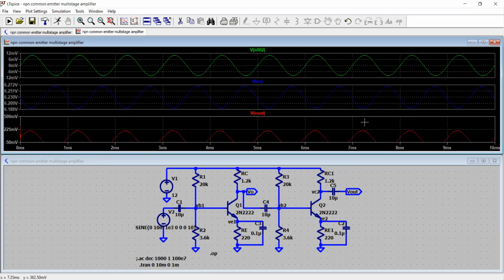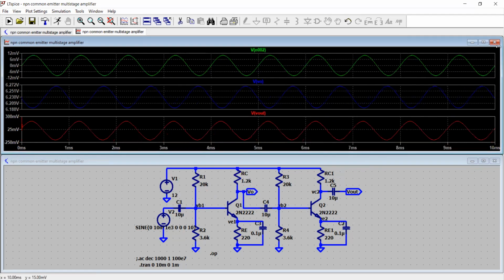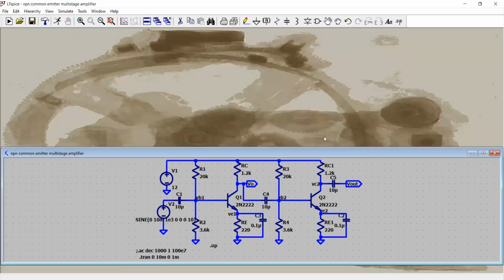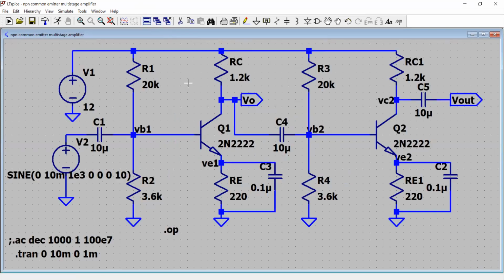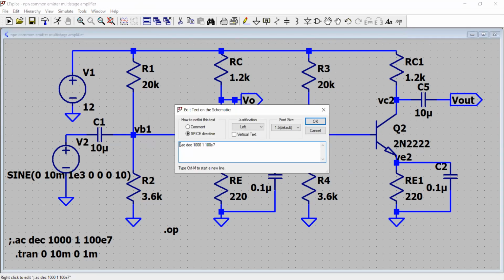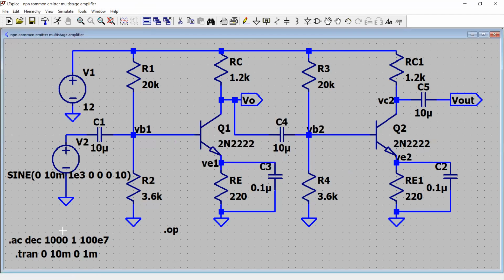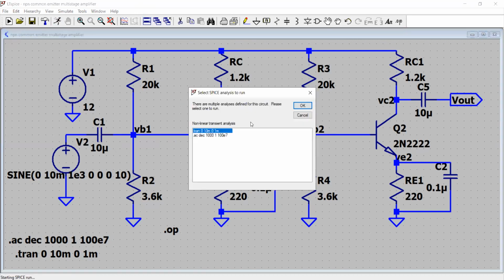Now the final analysis that we are going to run is the AC analysis. So let's close this. Let us tile the windows and press spacebar on the screen. Your circuit schematic is visible again. Now I will enable, by right clicking on this analysis, the AC analysis. I will click OK, and even if I don't do that and directly run the simulation, the simulator will ask me which analysis I want to run.